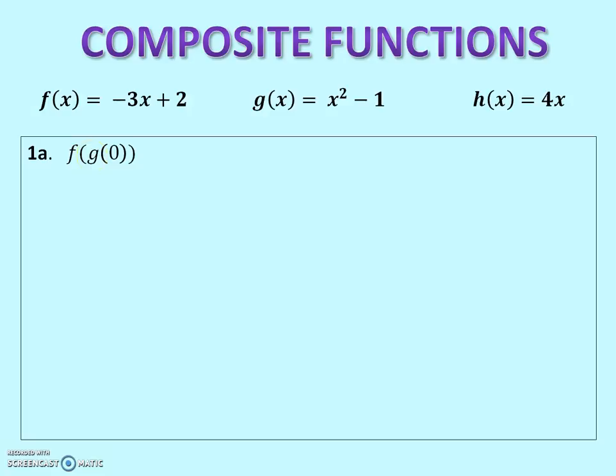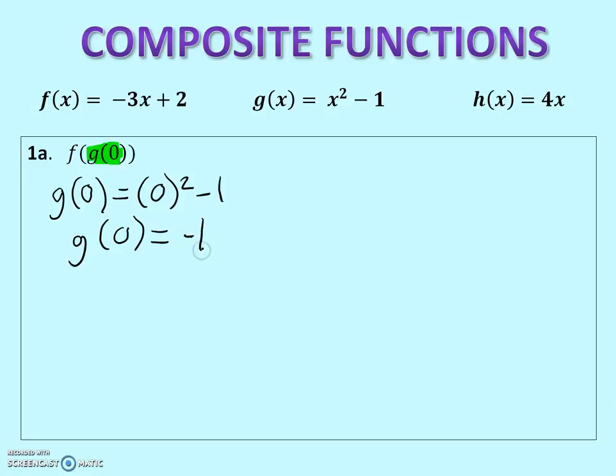Working from the inside out, the first thing that we want to touch is this g of 0 here. So let's go ahead and use this middle function and figure out what g of 0 actually equals. So plugging in 0 for x, we actually get that g of 0 has a value of -1.